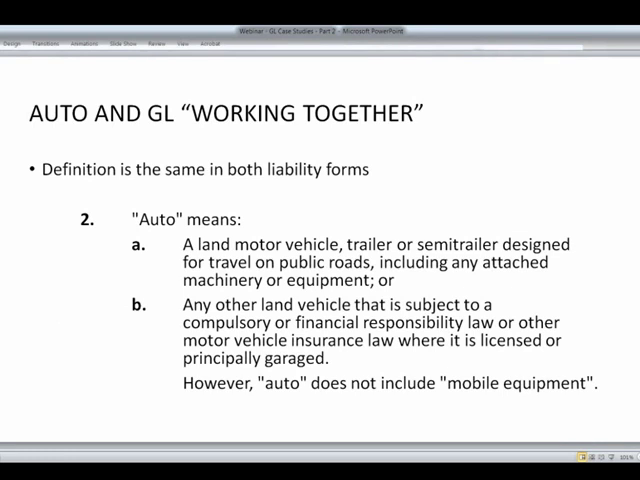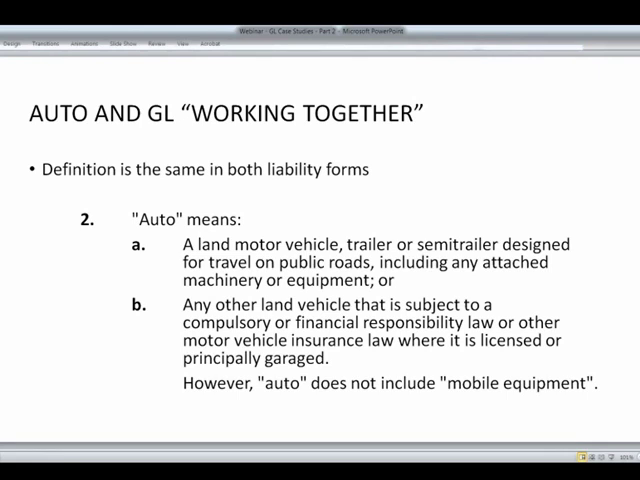The key consideration for this section is how auto and GL work together. We're going to spend the balance of the time discussing these coverage concerns. First off, the definition of auto. Both forms define auto the same way.